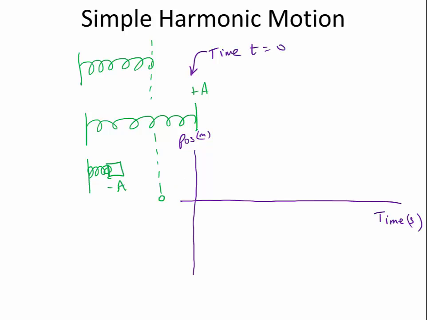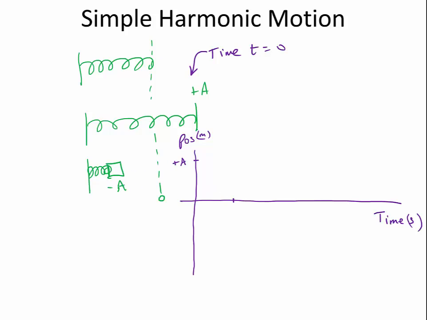So my displacement or position at time 0 is plus A, right? Because that's where I stretch the spring to and let go. And then when I let go, this block is going to start moving to the left. So it's going to come closer to the origin. And then at some point, it's going to hit the origin here.